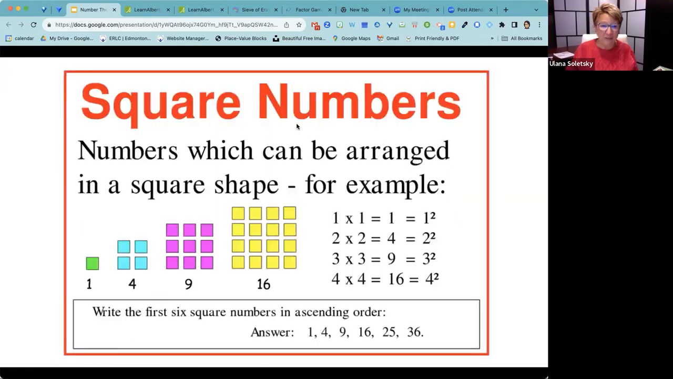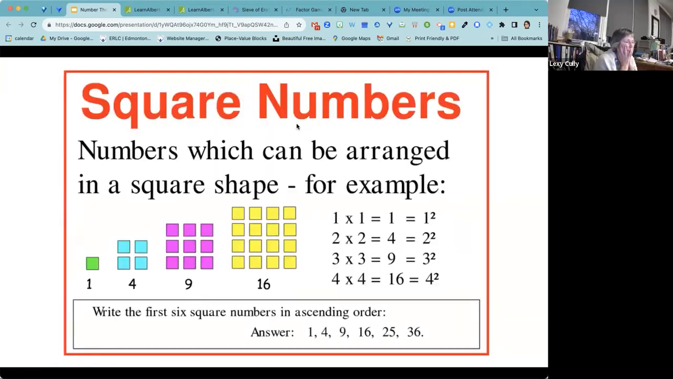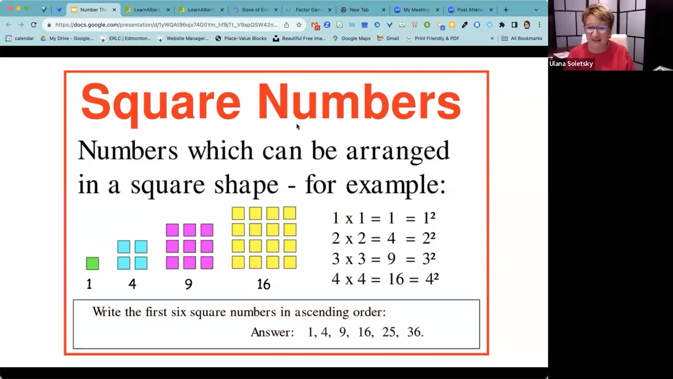Anyway, the other thing that didn't come up is square numbers. When we're multiplying, we can help kids understand a square number is any number that, if you were to make an array, would make a square shape. And that's why they're called square numbers. So the first 6 square numbers in ascending order are 1, 4, 9, 16, 25, 36.